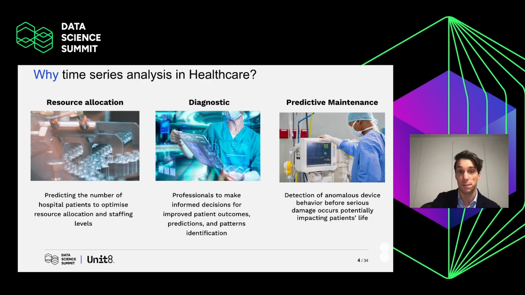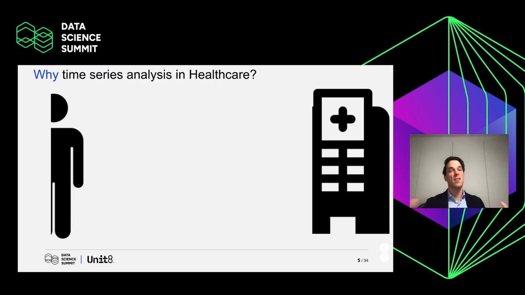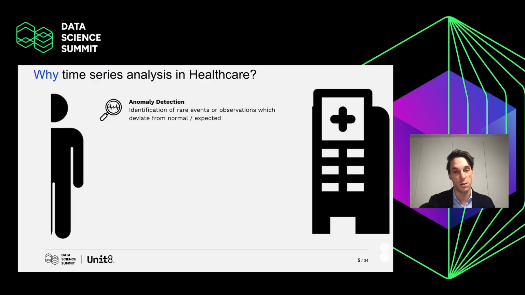If we want to, we can define time series analysis methods in healthcare in these 5 categories. One would be anomaly detection, where we want to identify rare events or observations which usually deviate from a normal expected behavior. Later on we're going to see how arrhythmia deviates in the case of an ECG signal.